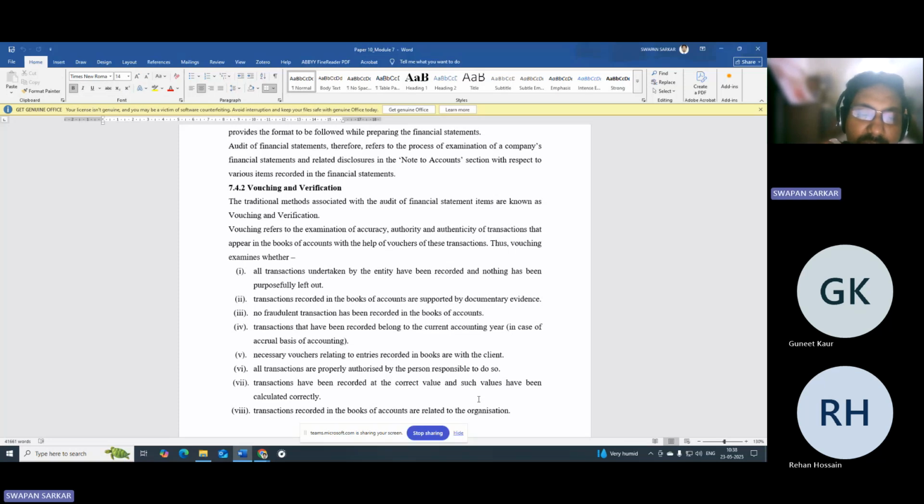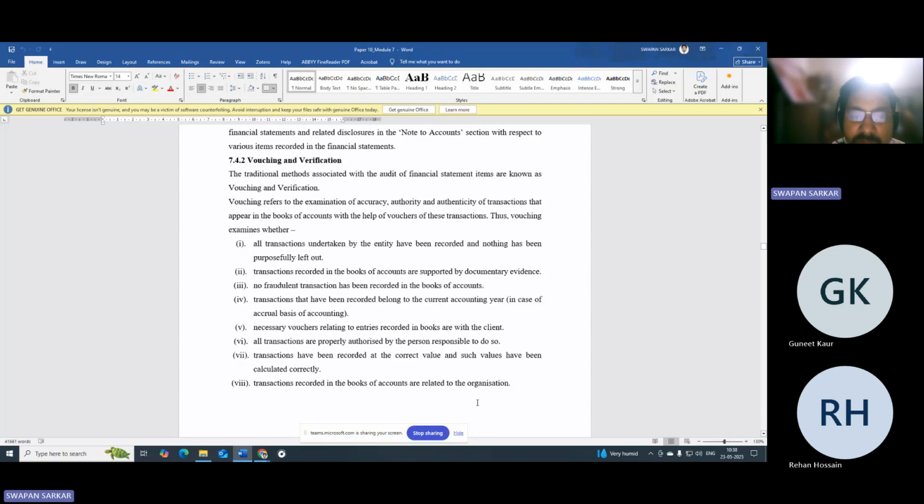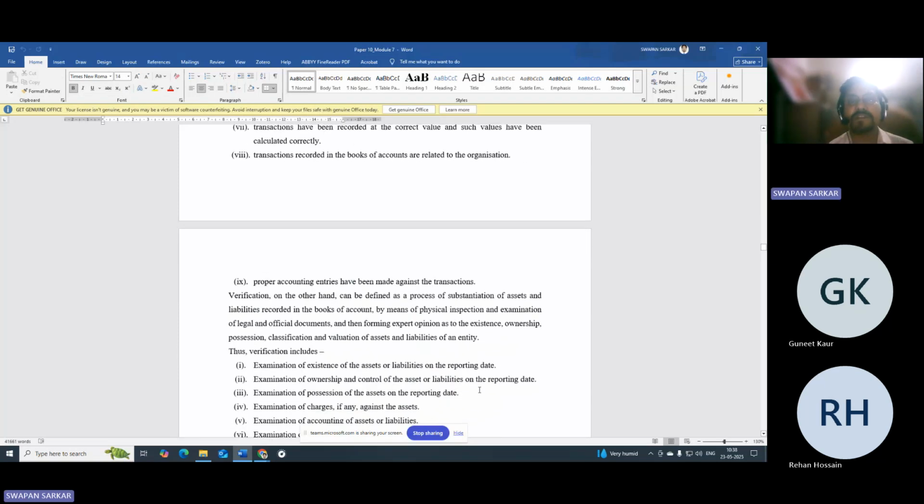All transactions are properly authorized by the person responsible to authorize, and the transactions have been recorded at the correct value, and such values have been calculated correctly. Transactions recorded in the books of accounts are related to the organization, and finally, proper accounting entries have been done against the transactions.